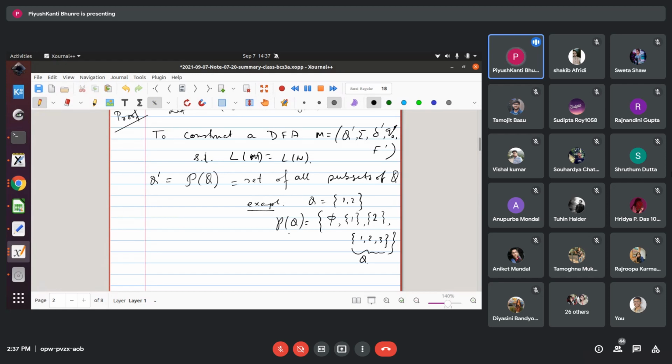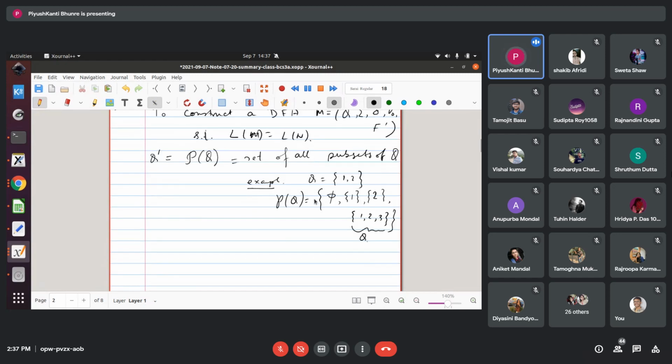Okay, so if there are n elements in Q, there will be 2 to the power n elements in Q prime. So it will increase the number of states to accommodate all possible moves that are done by the NFA. You want to simulate those computations of the NFA using a deterministic finite automata. So this is the set of states of M, so this is Q prime.